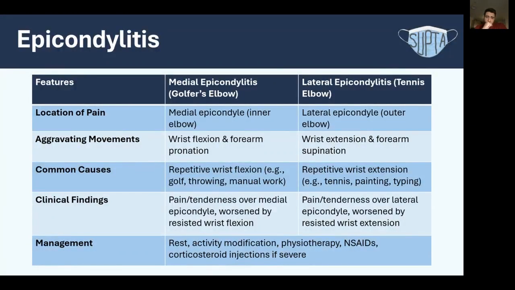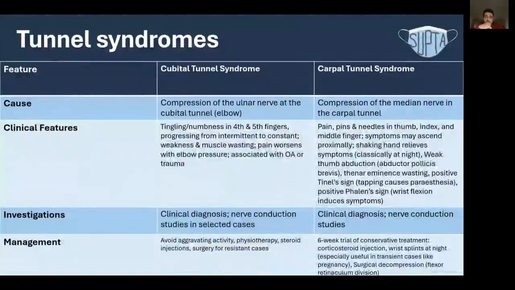It's mainly a clinical diagnosis based on history and examination, and you advise the patient to rest, maybe do some physiotherapy, give some NSAIDs, painkillers, and advice on activity modification. So you basically just tell them to rest their arm for a bit. And then we have tunnel syndromes. We have cubital tunnel syndrome and carpal tunnel syndrome, which we need to go through.